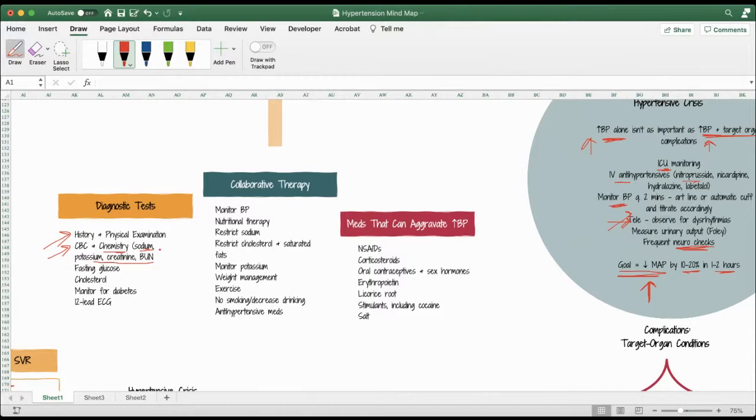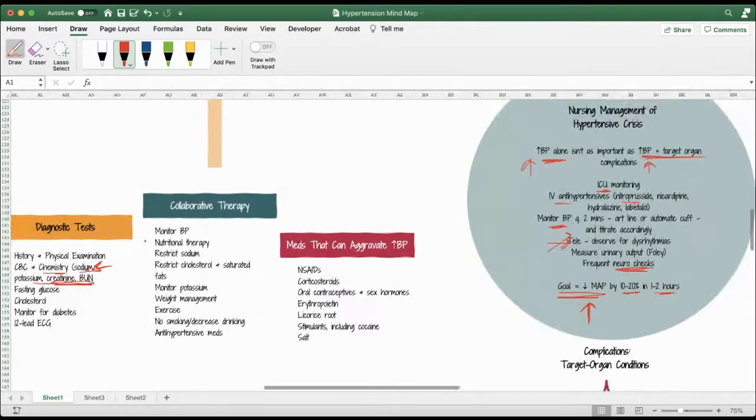Whenever we're dealing with fluid volumes, we're going to look at our sodium and potassium. Creatinine and BUN are huge indicators of kidney damage, so we want to keep an eye on those. A 12-lead ECG would be done as well. We're going to monitor. Nutritional therapy is important. This is huge: restrict sodium.